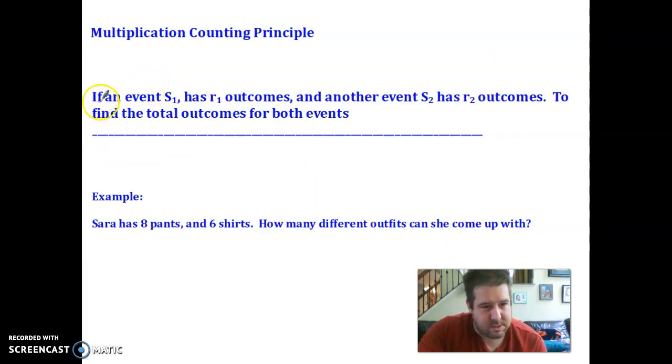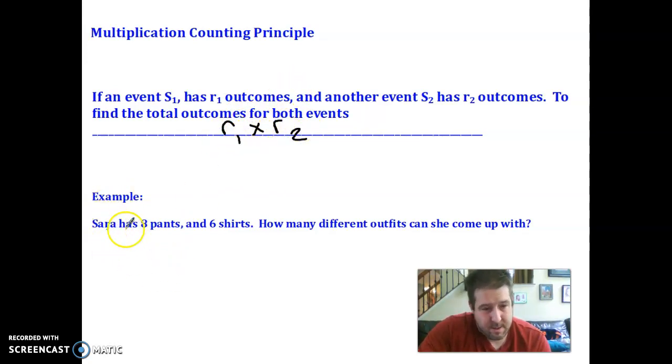And multiplication. So if an event S1 has R1 amount of outcomes and the event S2 has R2 amount of outcomes, to find the total of outcomes, you just simply multiply it. So that's R1 times R2. So you just multiply the amount of outcomes by each other.